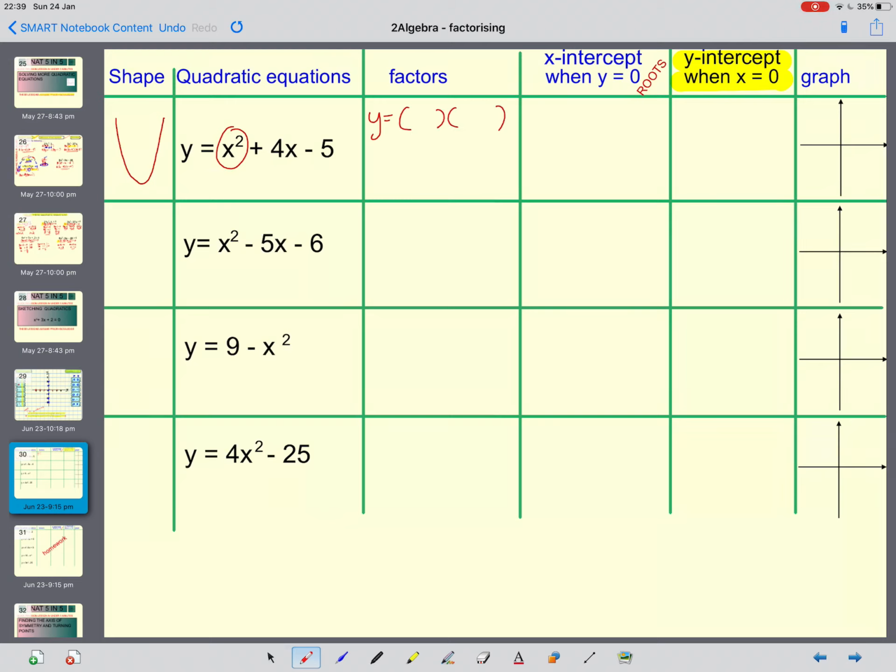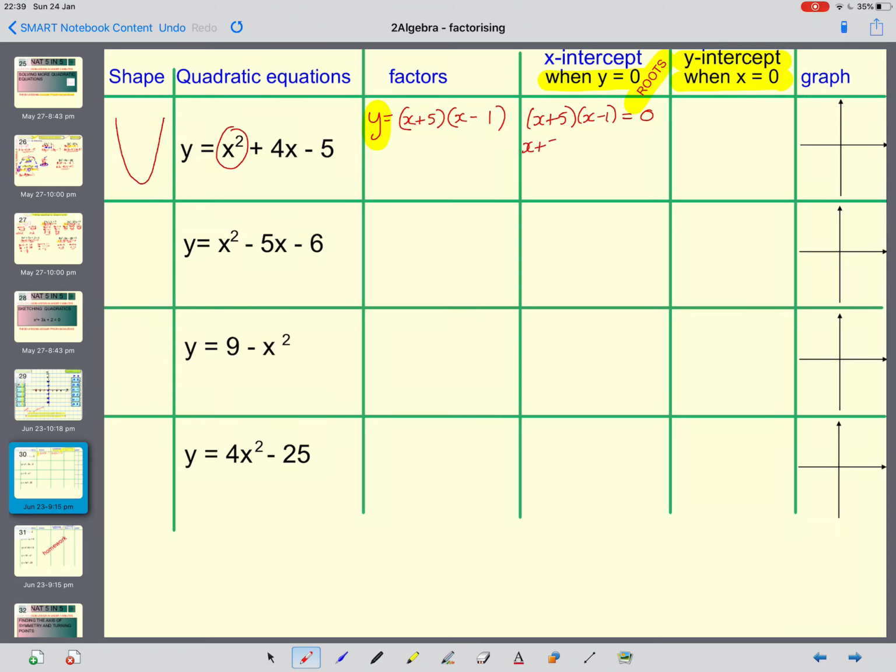I'm assuming now you know how to factorise, so it should be x and x. The only options are 5 and 1. To make a positive 4, it must be a positive 5 and -1. Okay, so we're on this part here, we're finding the roots now, or the x-intercept, and that happens when y is equal to 0. So you're going to replace this y here with 0. So we've got (x + 5)(x - 1) = 0.